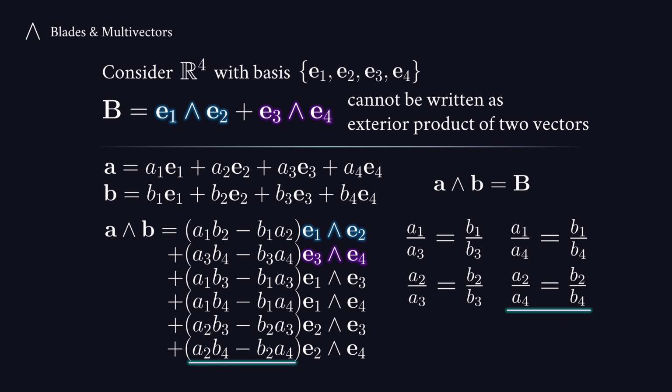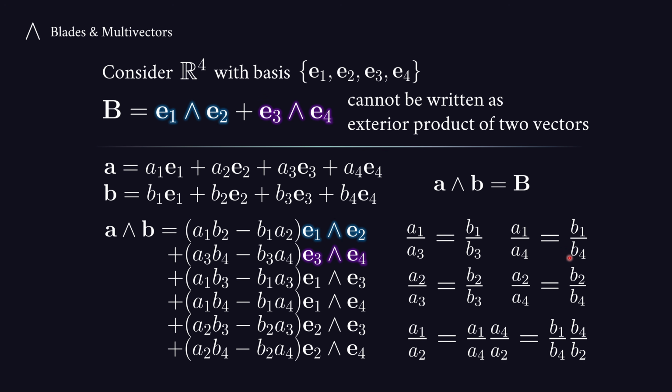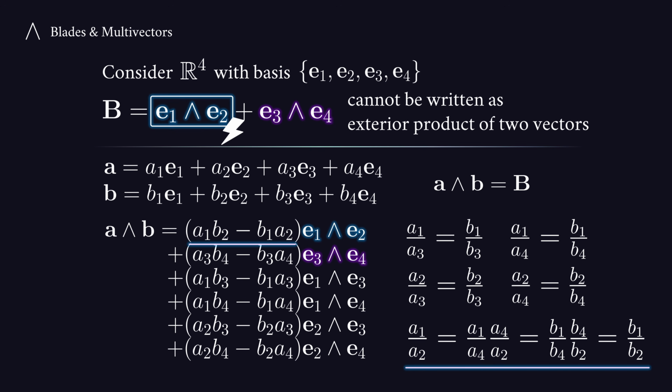Let's write A1 divided by A2 in a bit different way by just putting a 1 in between, like A4 divided by A4, and then use the results we already obtained. So A1 divided by A4 is B1 divided by B4, and A4 divided by A2, that one we already have as well, but here the B4 cancels and we obtain B1 divided by B2. If you plug this expression into the first term, you will find that it should be 0. But well, if it's 0, then we don't have any E1 wedge E2 element. So by contradiction, we cannot write our blade B as the exterior product of two vectors.